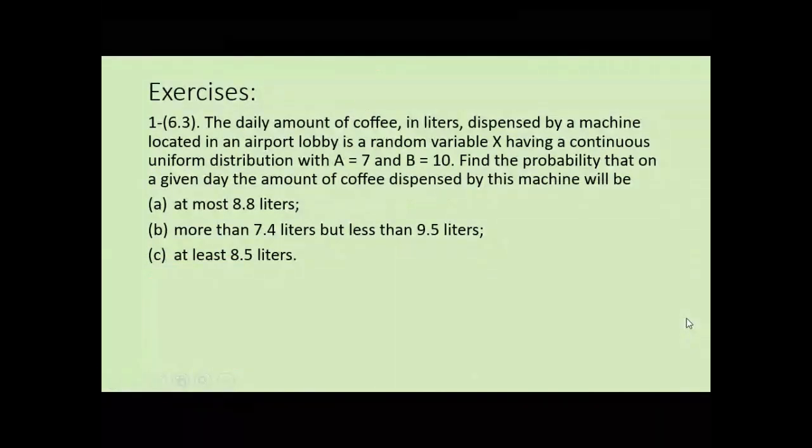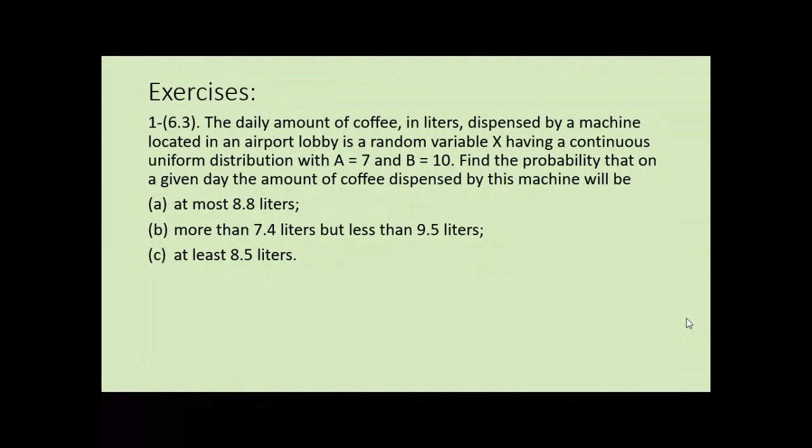Most of the time, the problem will give you the name of the distribution. The daily amount of coffee in liters dispensed by a machine located in an airport lobby is a random variable x, a real-life application, having a continuous uniform distribution with A equal to 7 and B equal to 10. They have given the name uniform distribution, which depends totally on A and B. We are almost done now. If you are looking for mean and variance, we have standard formulas. Otherwise, the question is the probability.